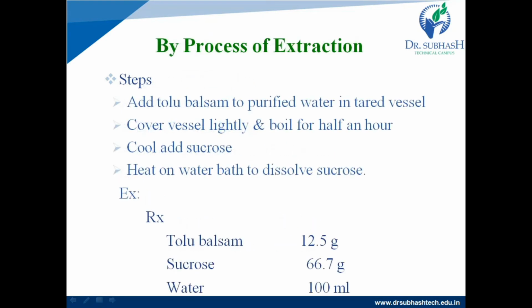Second one is by process of extraction. Steps of syrup preparation with the help of extraction method. First one is add tolu balsam to purified water in a vessel. So in first step, add the tolu balsam into the purified water. Second one is cover the vessel lightly and boil for half an hour. After boiling, cool the solution and add the sucrose and heat on the water bath until sucrose is completely dissolved out.